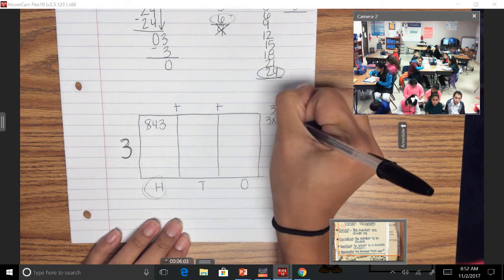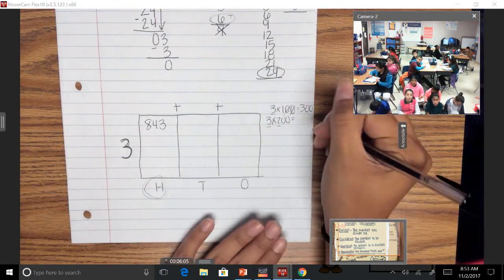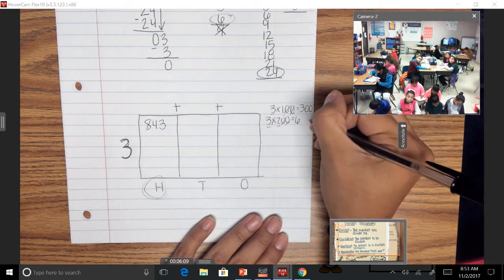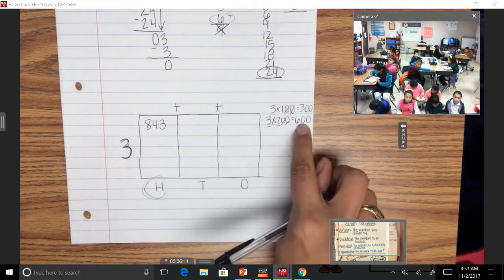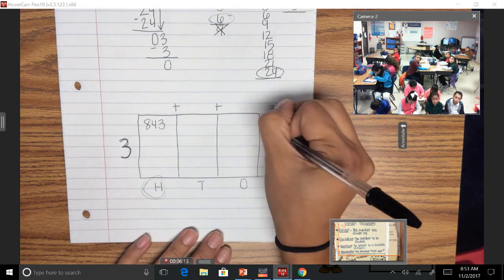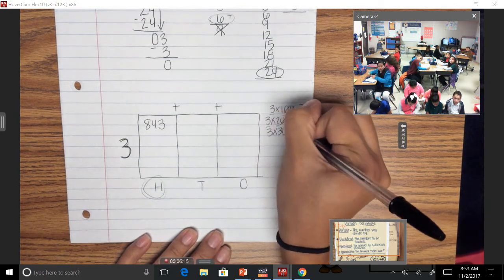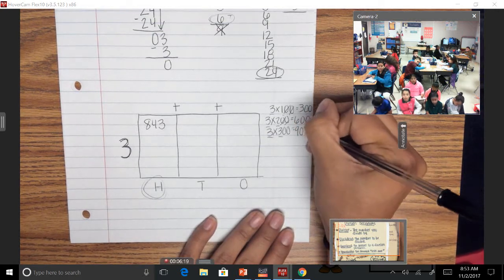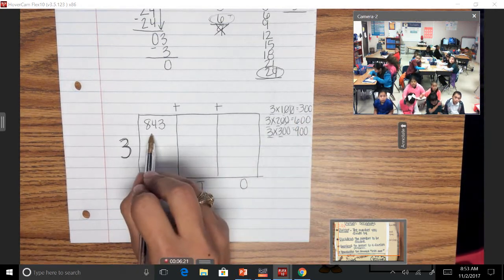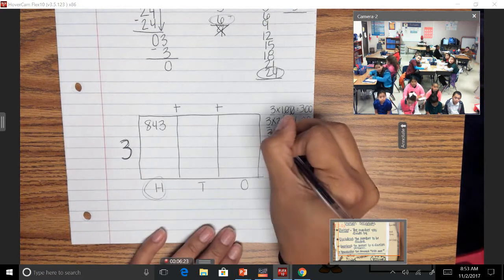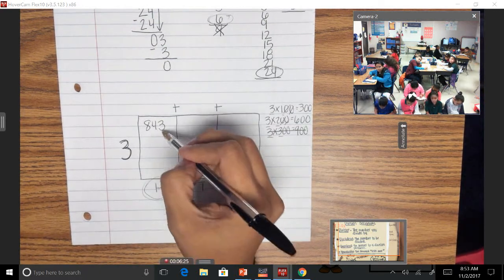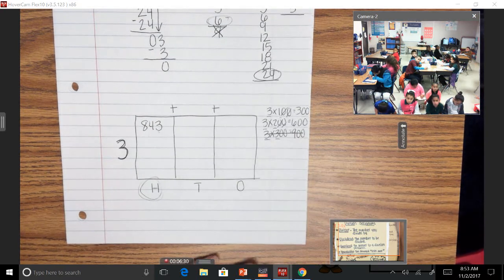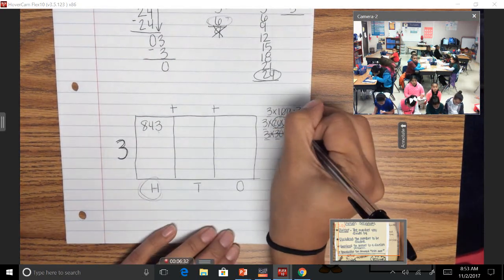3 times 200. 3 times 2 is 6. How many extra zeros? 2. We can probably keep going. Let's see what happens if we keep going. 3 times 300. 3 times 3 is 9. How many extra zeros? 2. Is that over? Yes. We can't go over our number. We only have 843, so that's not even possible. So the closest we can go to is 200.